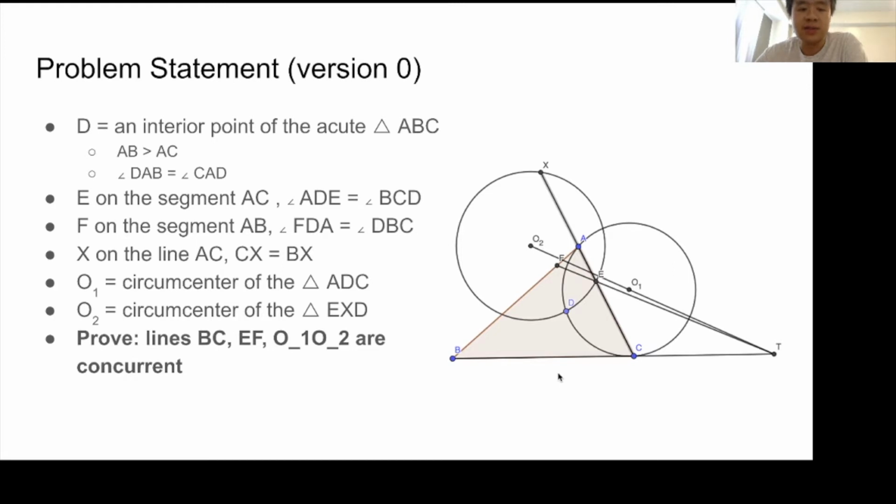O1 and O2 are the circumcenters of these two circles, meaning two triangles, the triangle ADC and the triangle EXD. So what this means is that for each triangle, meaning each set of 3 points, there is a unique circle that passes through all of them, and we simply take the centers of these two circles. And finally, we need to prove that the lines BC, which is this base, EF, and also the line O1O2 are concurrent, meaning that they meet at the same point.